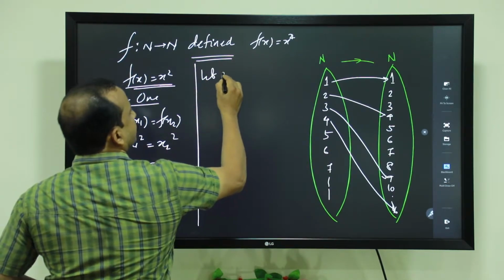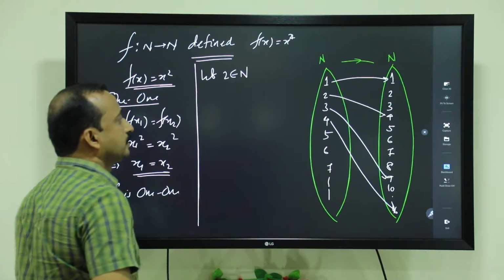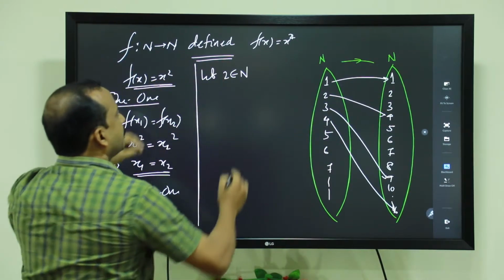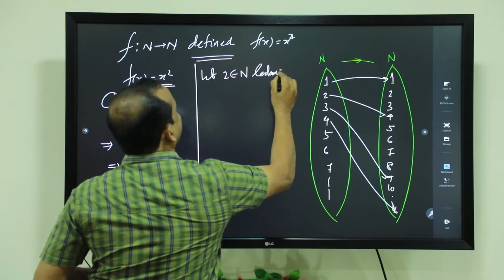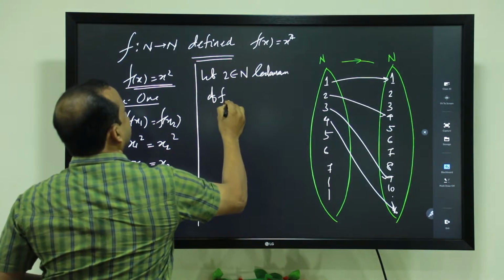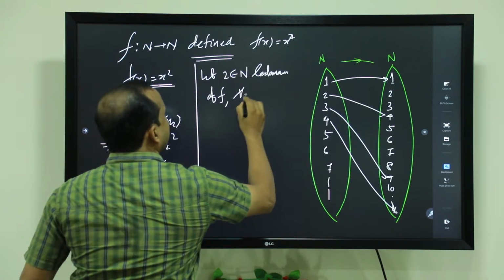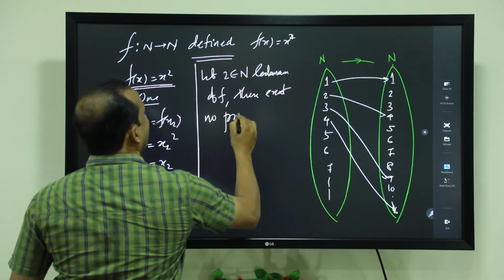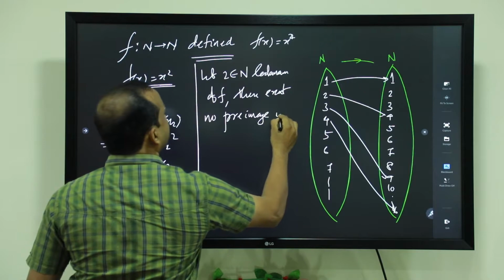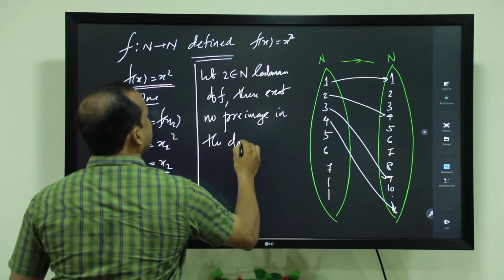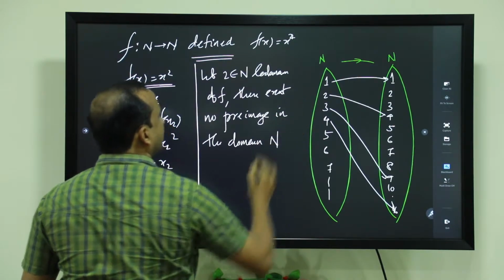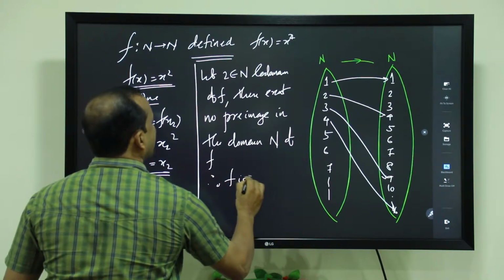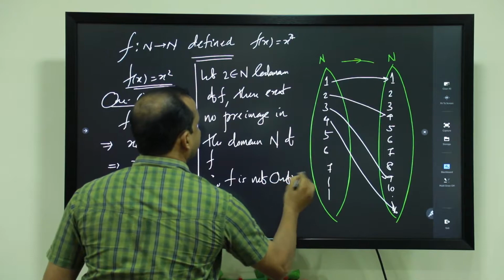Let 2 be an element of N in the codomain of f. There exists no pre-image in the domain. And here what is the domain? The domain N of f. Therefore, f is not onto.